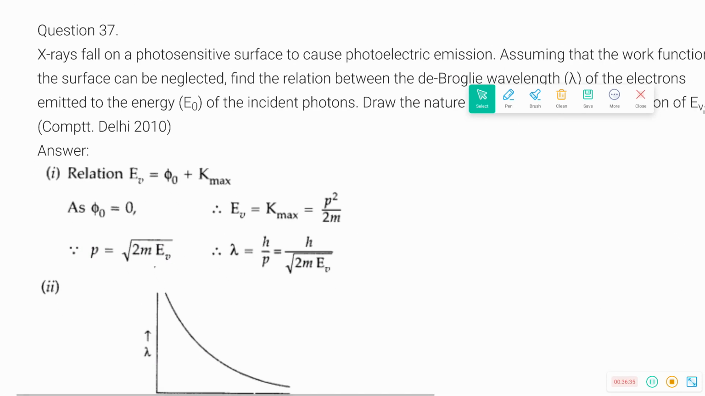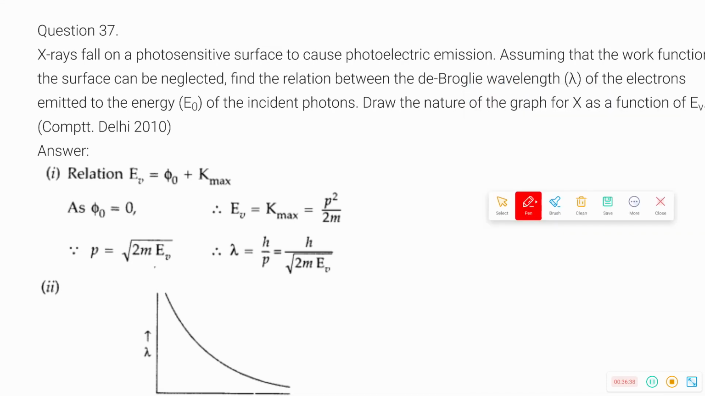X-ray falls on a photosensitive surface to cause photoemission. Assuming the work function of the surface cannot be neglected, find the relation between the de Broglie wavelength of the electron emitted and the energy of the incident photon, and draw the nature of the graph also. You check this question, all of you.